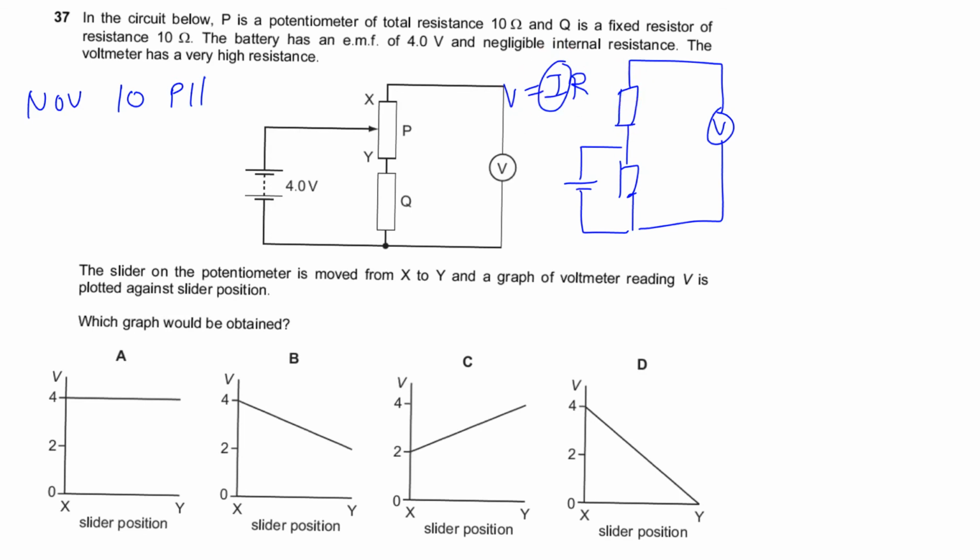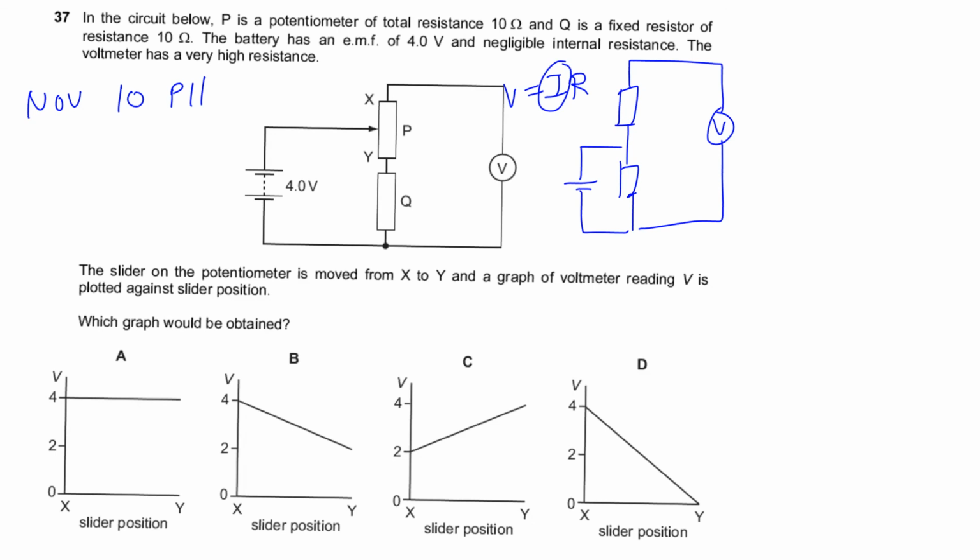So when they say no PD, that means there's no difference in potential between these two points. So the voltmeter is measuring this potential, which is the same as this potential, and since there's no PD, it's also the same as this potential. So the voltmeter measures from here to here, so it's still measuring 4 volts, because there's no current through here.